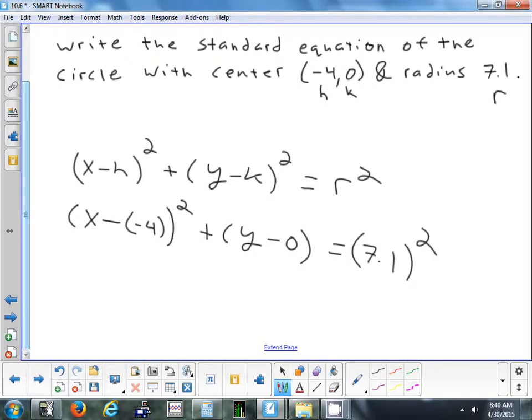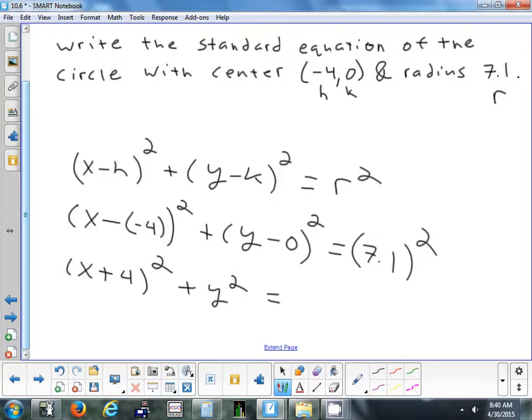Okay, what can I do in this first set of parentheses? Yeah, change it to x plus 4. Instead of writing it as minus a minus, write it as plus. Okay. How about the second set of parentheses? What's going to happen there? I'm just going to have y squared. There's no reason to write minus 0.